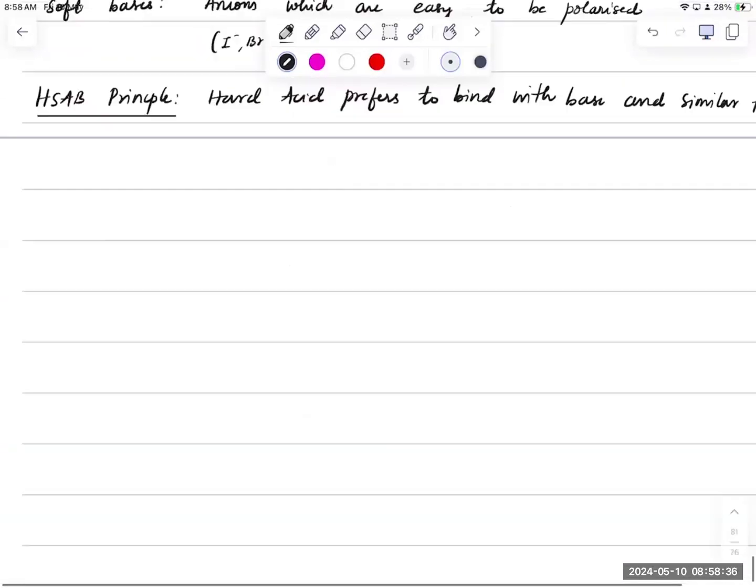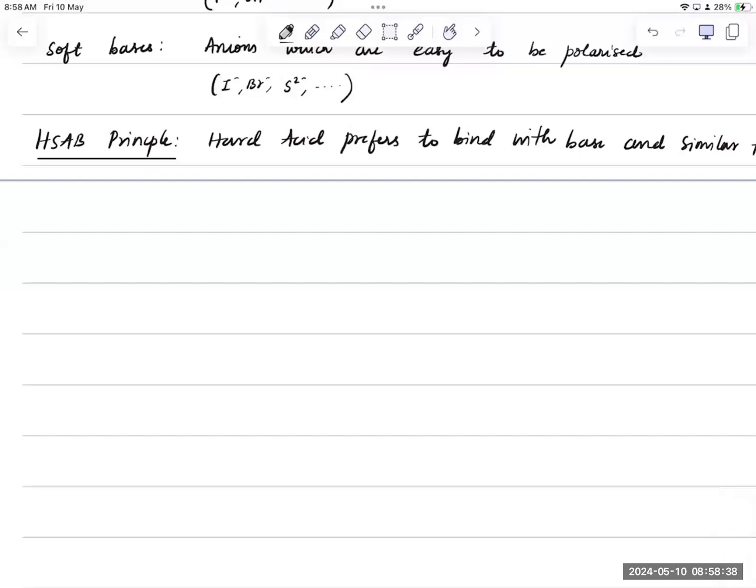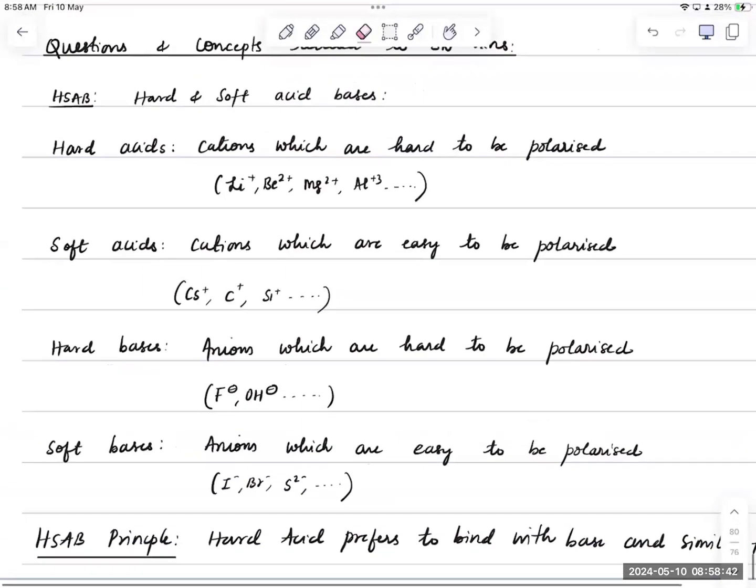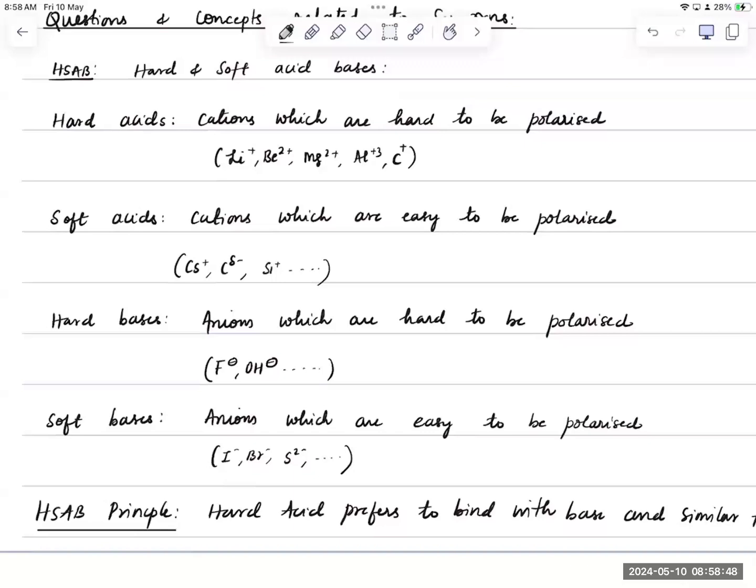Got it? Now, sorry, this carbon is smaller now, but my mistake. If it is a complete positive charge, it is hard. If it is a delta positive charge, then it is soft.